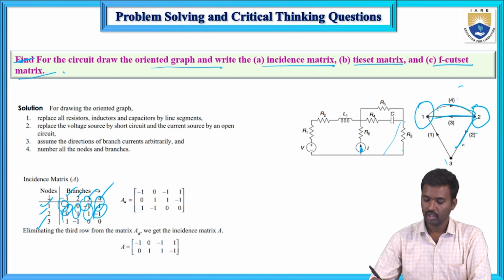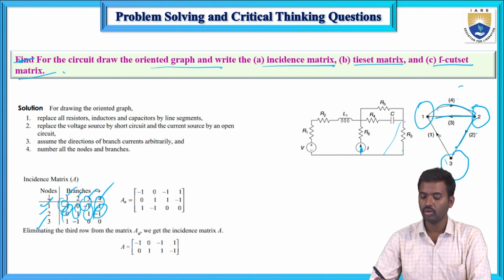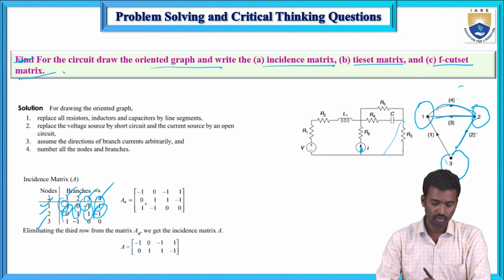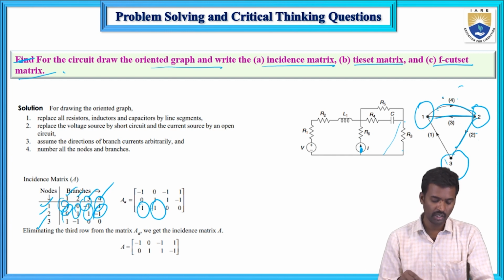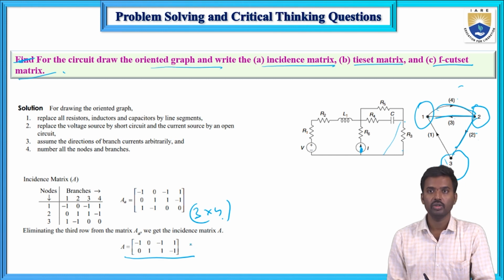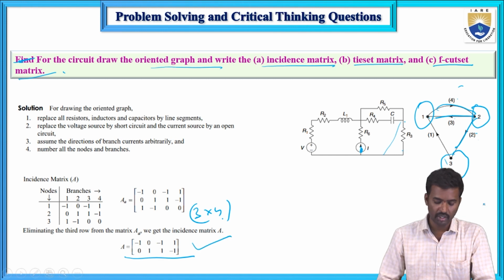And next for this third node, 1 and 2 are associated. 1 is leaving, that is minus 1, and 2 is entering, that is minus. So this is the tie set incident matrix. That matrix size is 3 cross 4. And next, if you eliminate this third row, it is a reduced incident matrix.